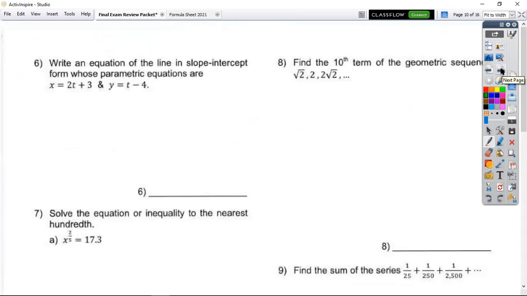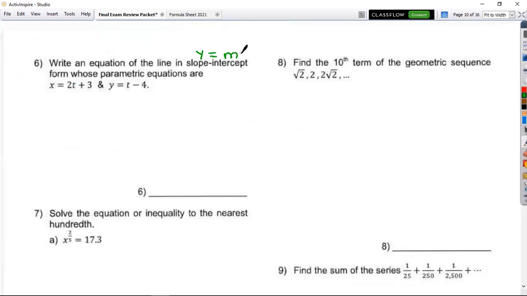We're not doing that. So number 6 says, write an equation of a line in slope-intercept form. So this is y equals mx plus b. Whose parametric equations are x equals 2t plus 3, y equals t minus 4. How you want to approach this is you want to solve both of these for t so you can set them equal to each other. So you're going to solve each of these for t. So I would have x minus 3 equal to 2 times t. And then on the other side, I'm going to have y plus 4 equal to t.